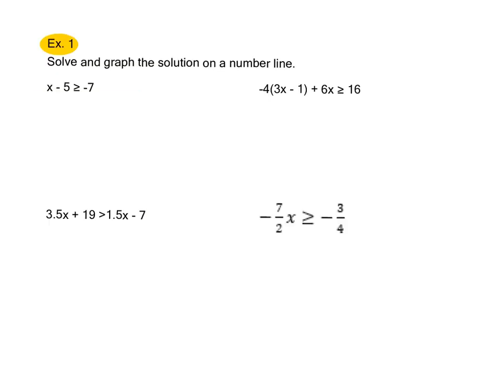Similar to the 0.1 lesson, I'd like you to just try one at a time. Some of these will be easier than others. Try one, graph the solution on a number line, and then press play and see how you did, and then move on to the next one.